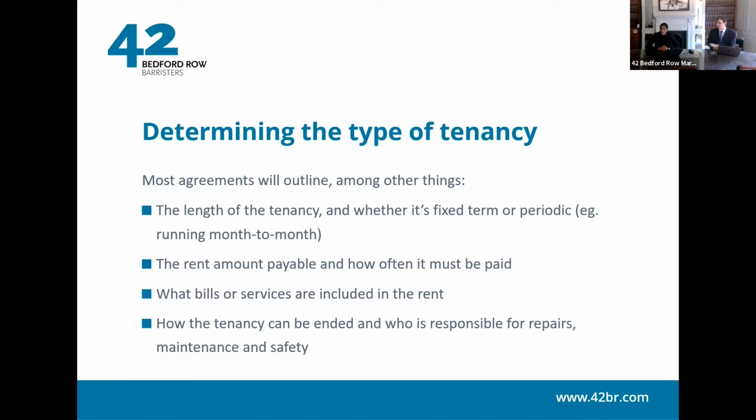It may say what bills or services are included in the rent, and it may also have some clauses or terms within the tenancy that explain how the tenancy can be ended and who's actually responsible for repairs, maintenance and safety. And that can be quite important where, for instance, the tenant is thinking about a counterclaim in terms of disrepair, something that we'll come on to in a few more slides. So those are a few pointers about how to determine the type of tenancy, having looked at the agreement.